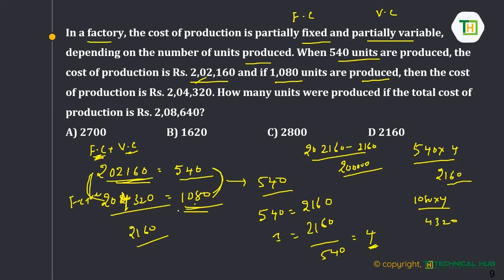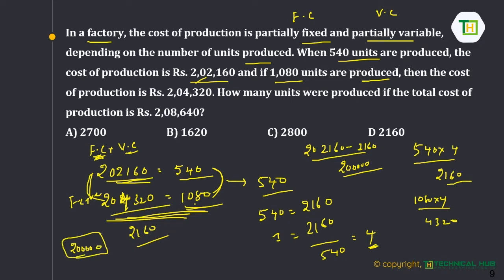So 1 unit charge is 4 rupees. Then what is the amount for 540 units? 540 units amount is nothing but 2160. If you subtract 2160 from 2 lakhs 2160, then you will get the fixed charges. Or else you can subtract from the other value also, but you have to calculate the 1080 units variable charges, then subtract from that. You will get the fixed charges. So now you know the fixed charges are 2 lakhs.